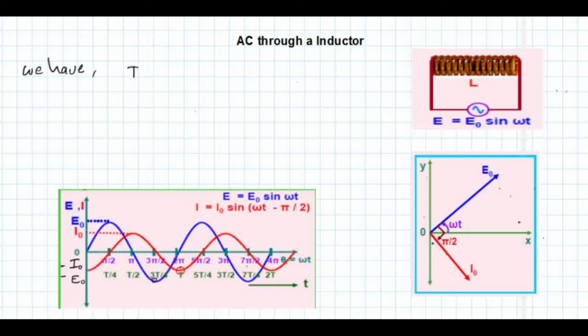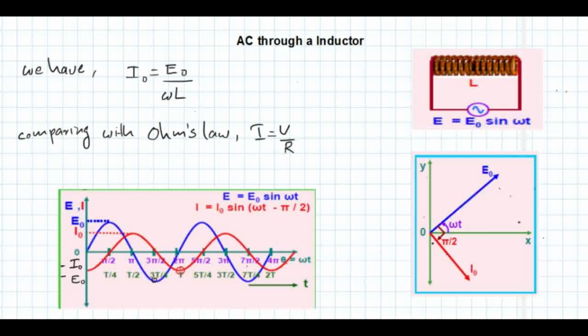Now we have I0 equal to E0 by omega L in the previous derivation. And this is very much similar to Ohm's law, which is I is equal to V by R. So here E0 and V both represent the voltages. Similarly, the denominator, omega L, should represent the resistance. So this omega L represents the resistance offered by an inductor. It is called inductive reactance.